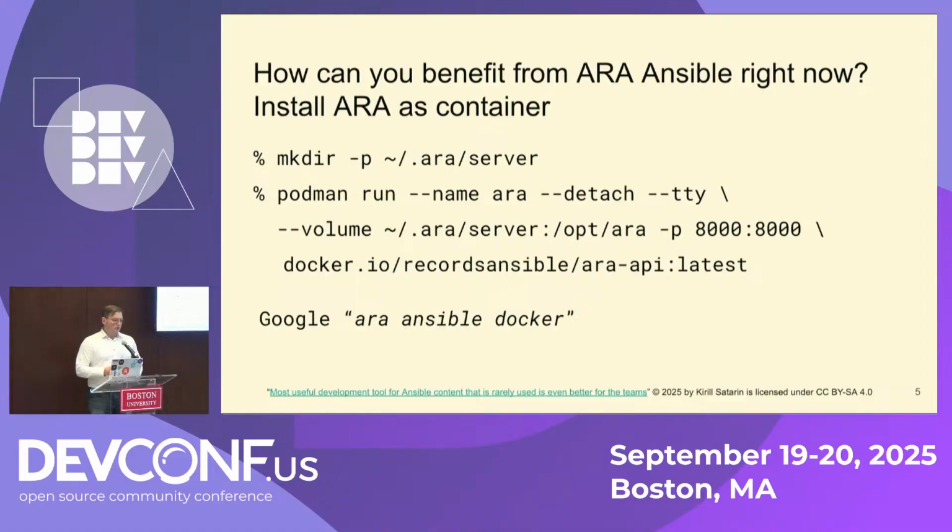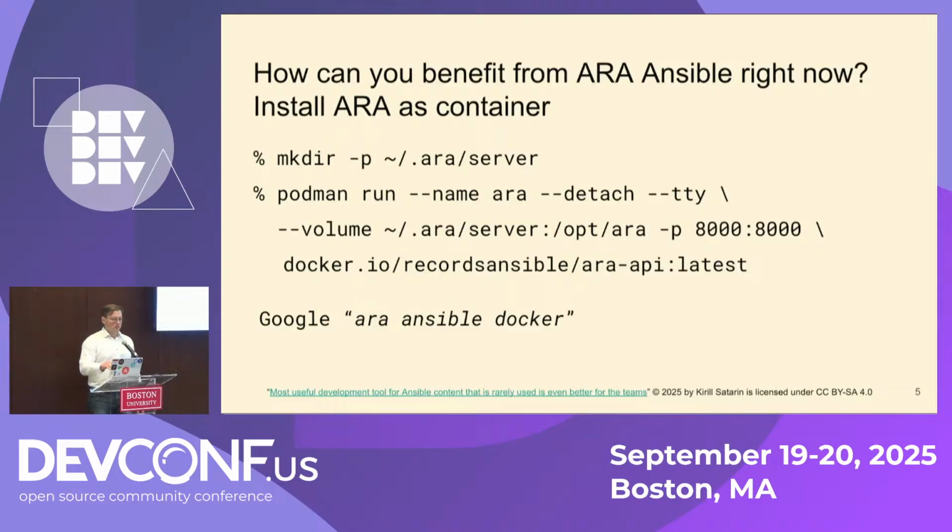So how can you use ARA? First, this is an example of how you can run it locally on your machine. Later, I will tell about how it can be installed, let's call it globally, for the whole team. Yeah. So you just Google ARA Ansible Docker, and you will have a few commands to run in order to run it as a Docker container locally on your machine.